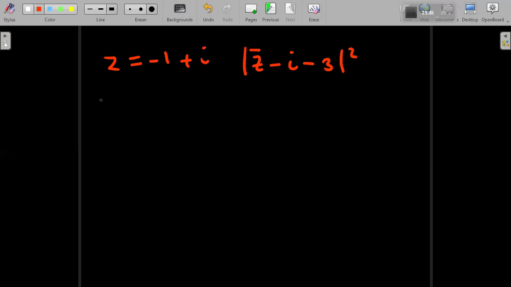So here, what is going to help us is to understand complex numbers. That's the modulus. So when you put a complex number in the modulus, it is defined as the square root of a squared plus b squared.